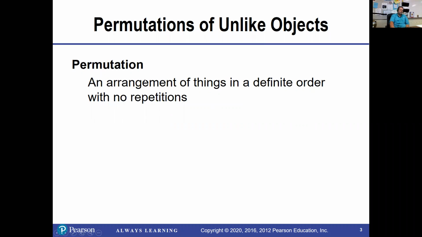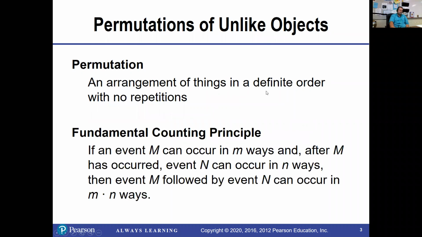So a permutation is an arrangement of things in a definite order with no repetitions. In other words, you have a certain order, and that order matters. You don't want anything to repeat, because if it repeats, it's the same order, so it doesn't count twice. We'll do some others.